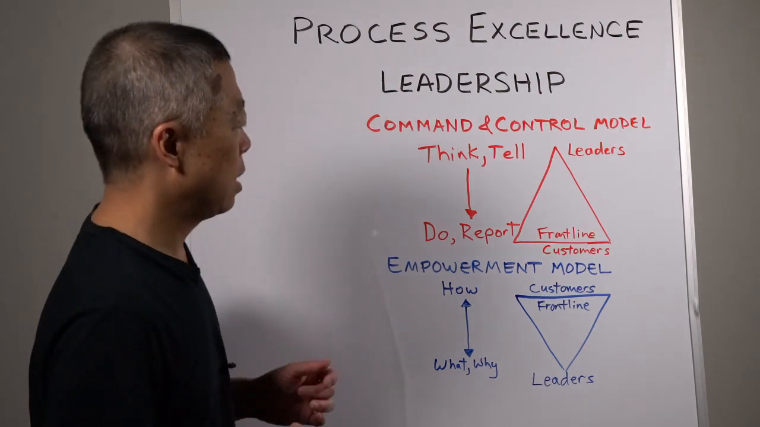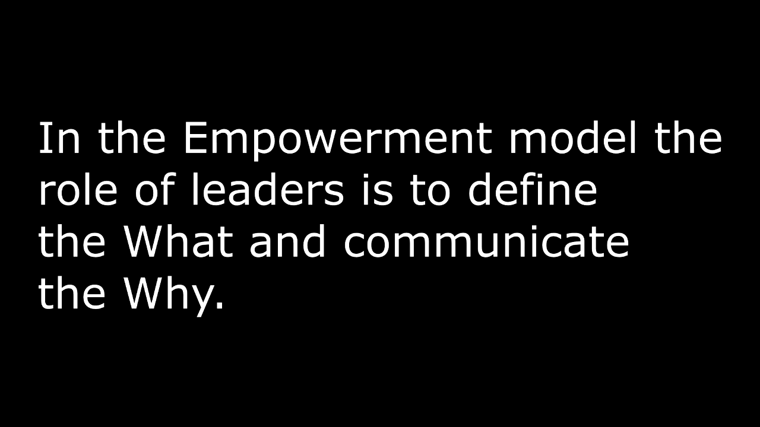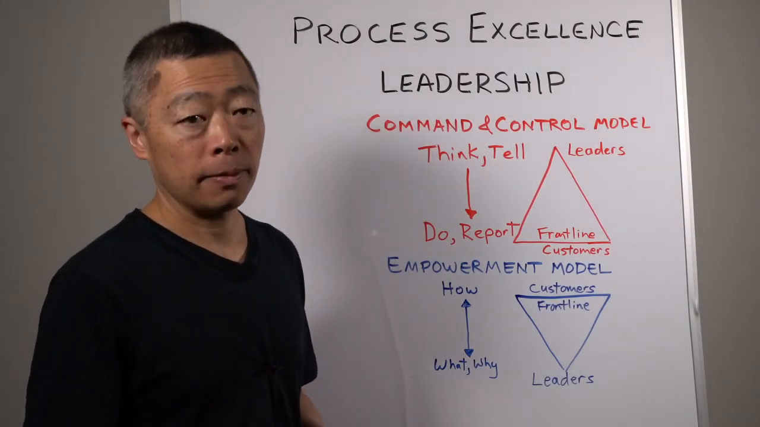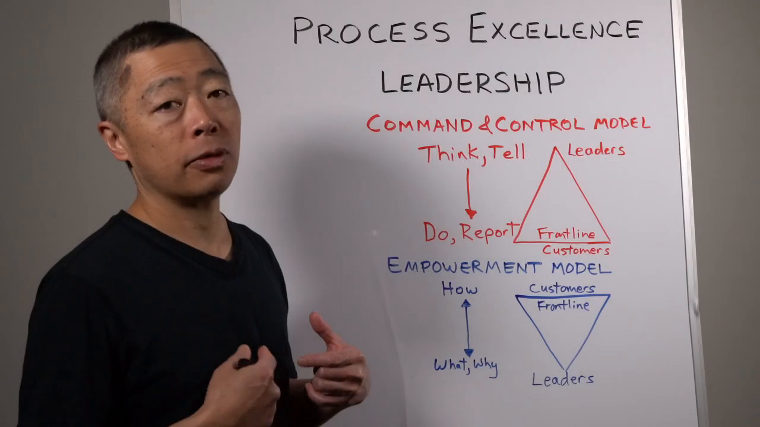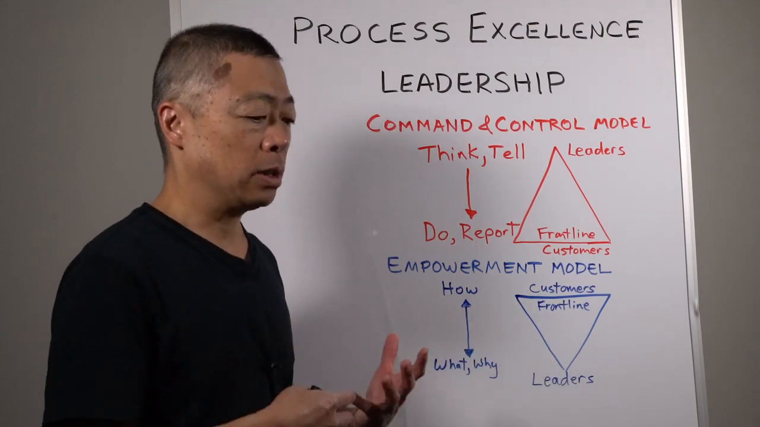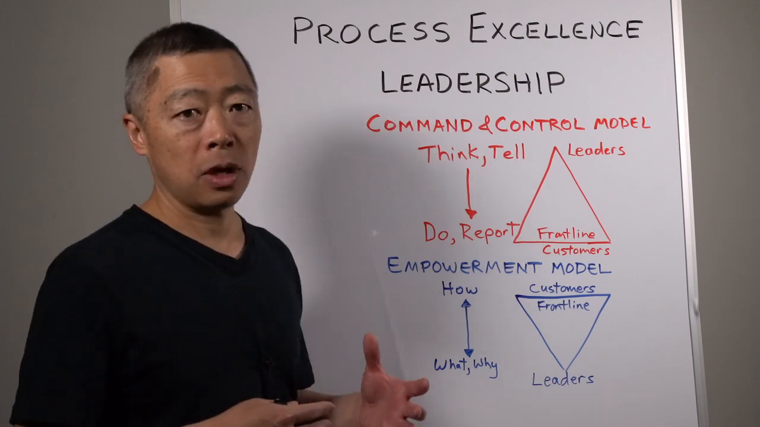And in this model, the role of leaders is to define the what of the organization, what the strategy is, for example, and to communicate the why this strategy, why a certain change is required. And the role of these leaders is to empower frontline staff and frontline managers to figure out how the process is run and how to improve it. So frontline leaders are given the budget, the time, the tools, the supports for ongoing problem solving of the process.